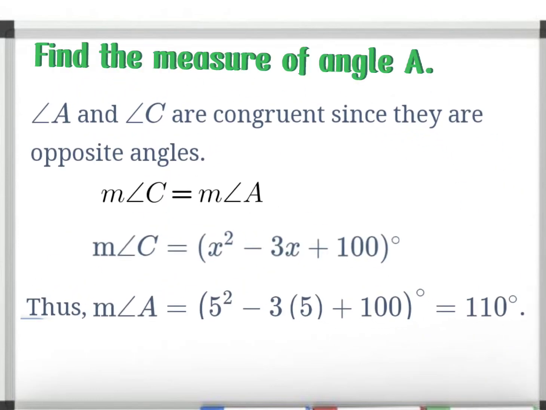Since angle A and angle C are opposite, then they are congruent. The measure of angle C is equal to x squared minus 3x plus 100. Then, equating and substituting, therefore, angle A is equal to 110 degrees.